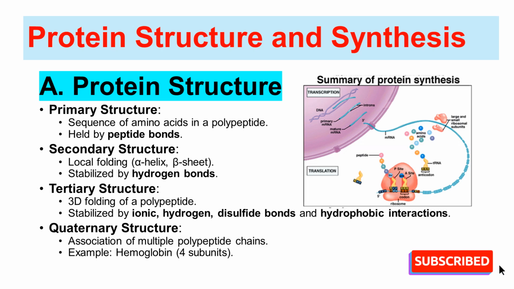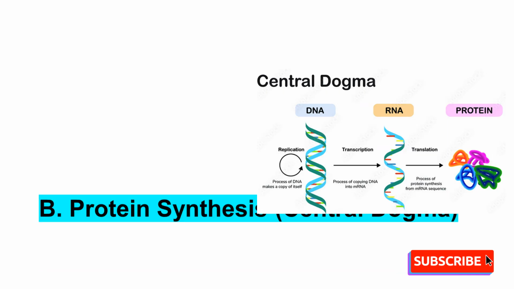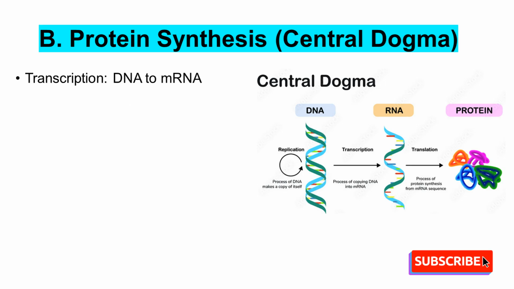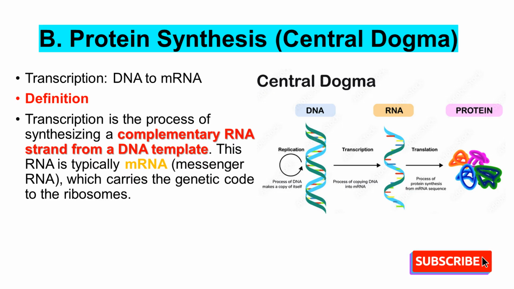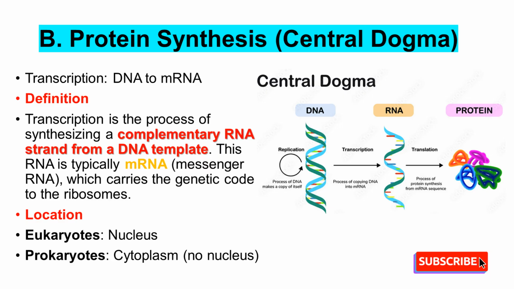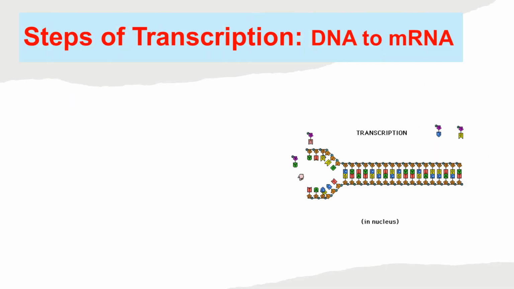Example, hemoglobin, 4 subunits. B. Protein synthesis, central dogma. 1. Transcription, DNA to mRNA. Definition. Transcription is the process of synthesizing a complementary RNA strand from a DNA template. This RNA is typically mRNA, messenger RNA, which carries the genetic code to the ribosomes. Location. Eukaryotes, nucleus. Prokaryotes, cytoplasm, no nucleus.